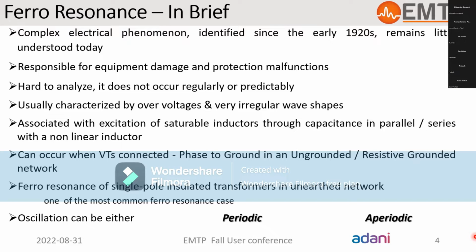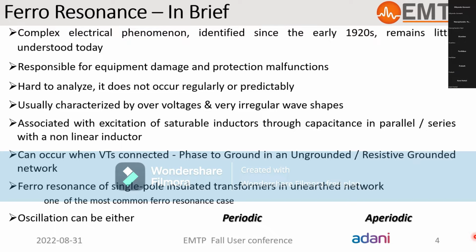So ferroresonance can usually be characterized by overvoltage and a very irregular waveshape. It is associated mainly with the excitation of one or more saturable inductors through a capacitance, either in series or in parallel with a nonlinear inductor. This phenomenon can occur when VTs, these EMVTs, are connected phase to ground in an ungrounded system or a highly resistive grounded system. The saturable inductor is usually present in the form of an instrument transformer, or it can be a power transformer or a reactor, which contains mainly an iron core, which is a ferromagnetic material.